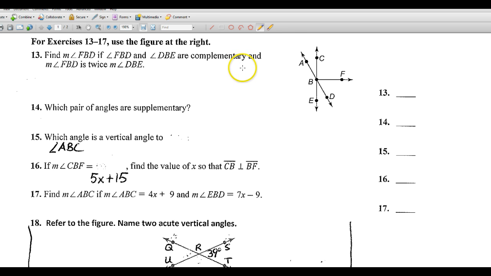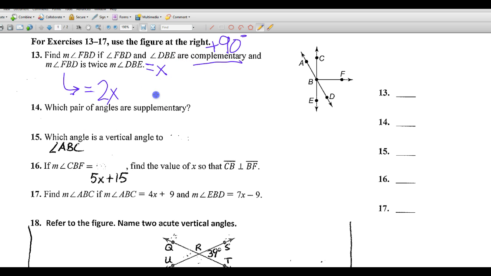Exercises 13 through 17, use the figure at the right. Find the measure of FBD if FBD and DBE are complementary, which means they add up to 90 degrees. And the measure of FBD is twice the measure of DBE. So if we call the measure of DBE x, then the measure of FBD is twice that, or 2 times that, so 2x.